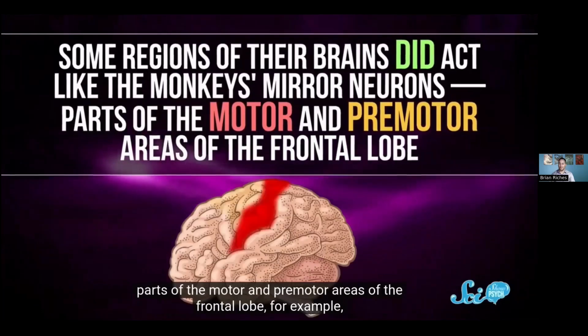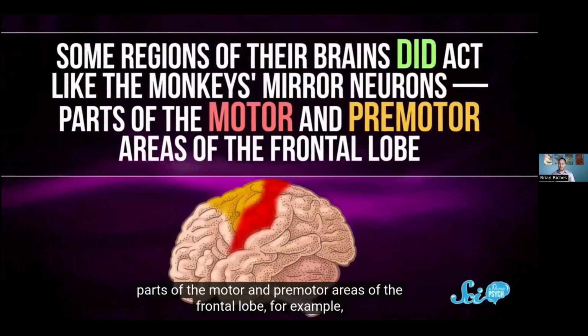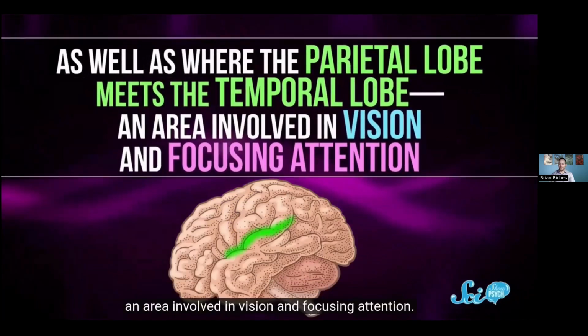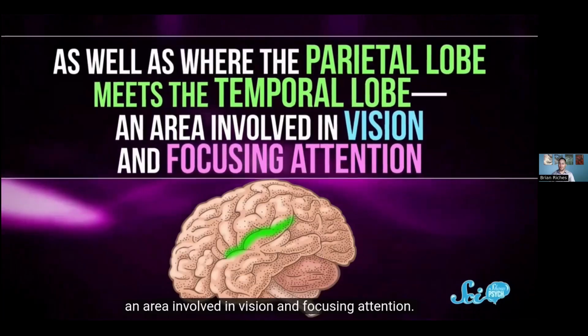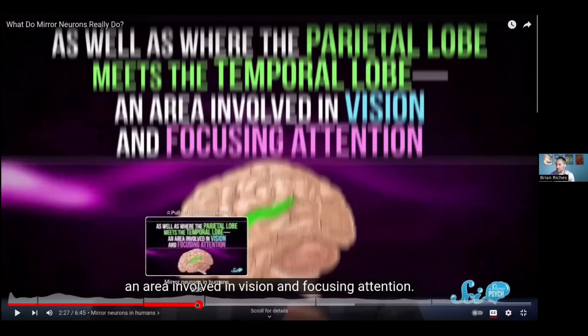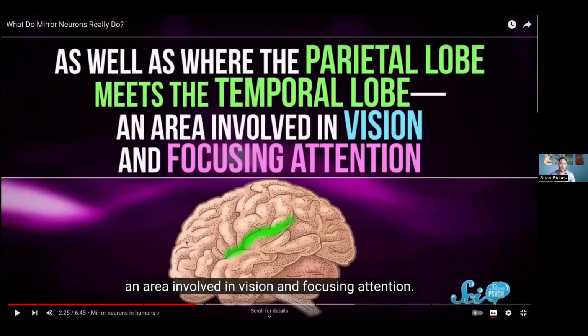Parts of the motor and premotor areas of the frontal lobe, for example, as well as where the parietal lobe meets the temporal lobe, an area involved in vision and focusing attention. So I'm going to pause it right there, a little bit later than I meant to. So this, you're paying attention, right?